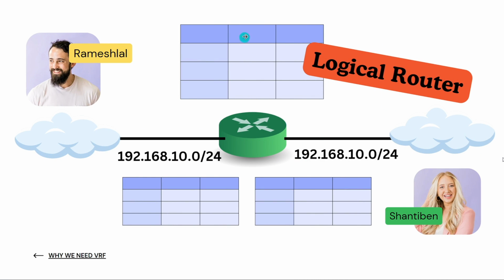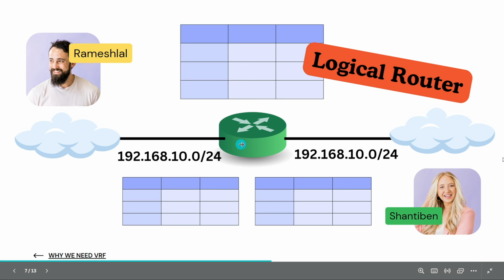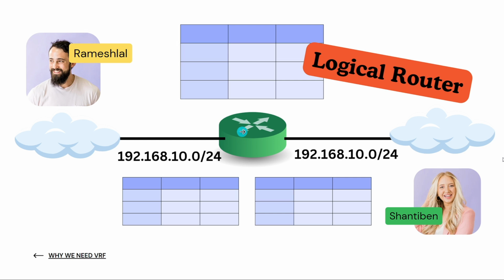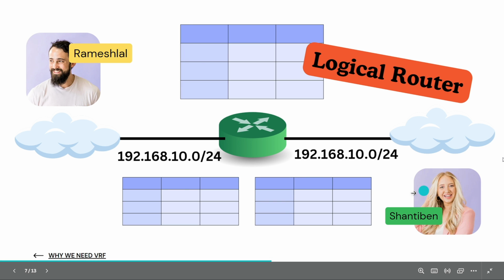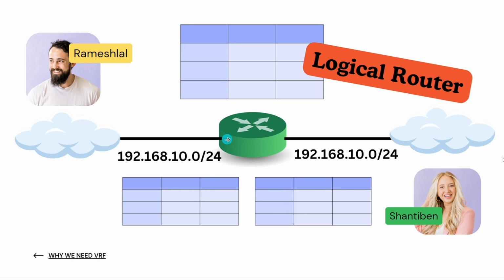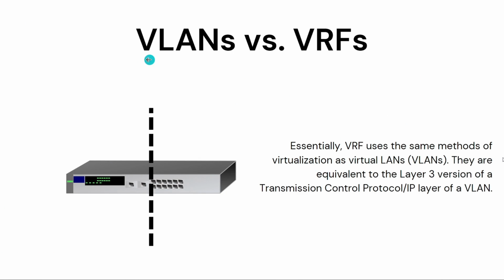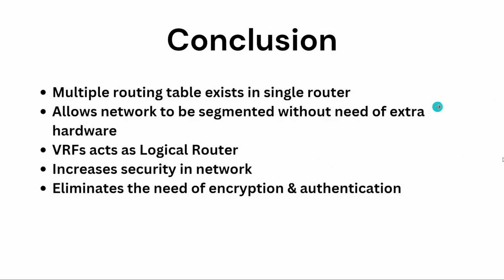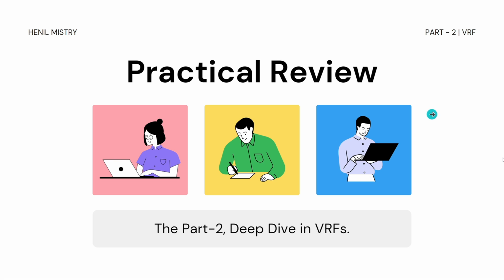So VRF basically separates the routing table. We can have multiple instances of a routing table. Let's say we want one routing table for this customer, one routing table for this customer. That way the router will be able to distinguish between this subnet and this subnet. Also we have compared VLAN and VRF. So these were the conclusions of the last video. And now in today's video, we'll start with the practical review.